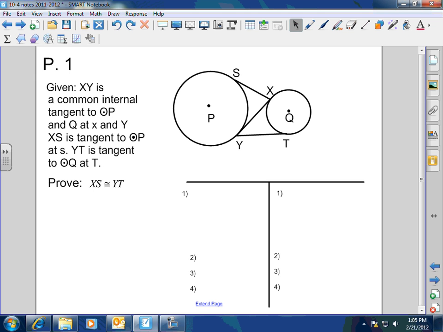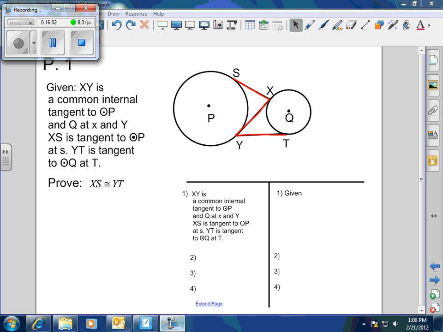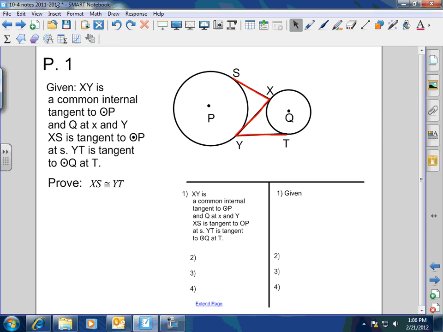So the first thing we're going to do is put all these givens. Let's go ahead and just make our lives easy. And again, XY is a common internal tangent. XS is tangent to P, and YT is tangent to Q. Okay, sorry about that. So we got all of our givens. Now, what can we tell from here?